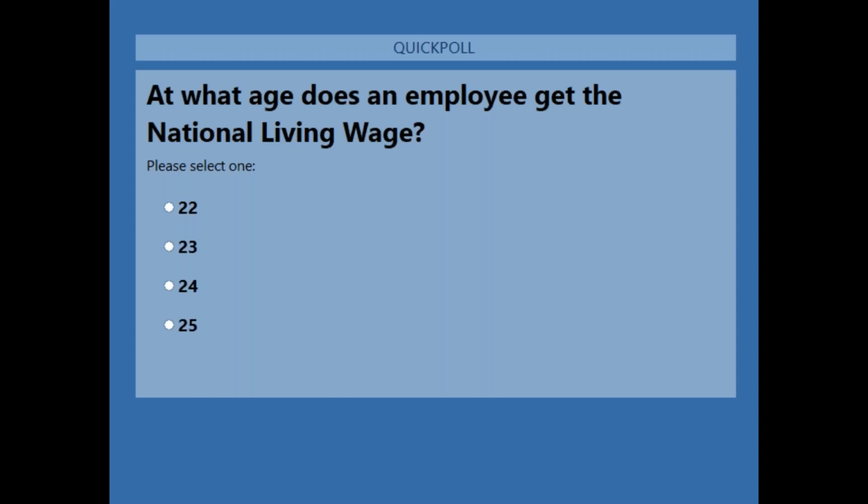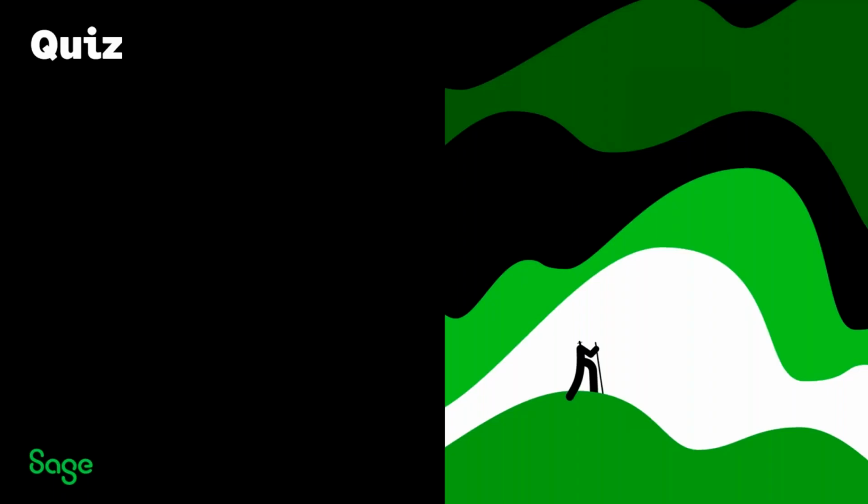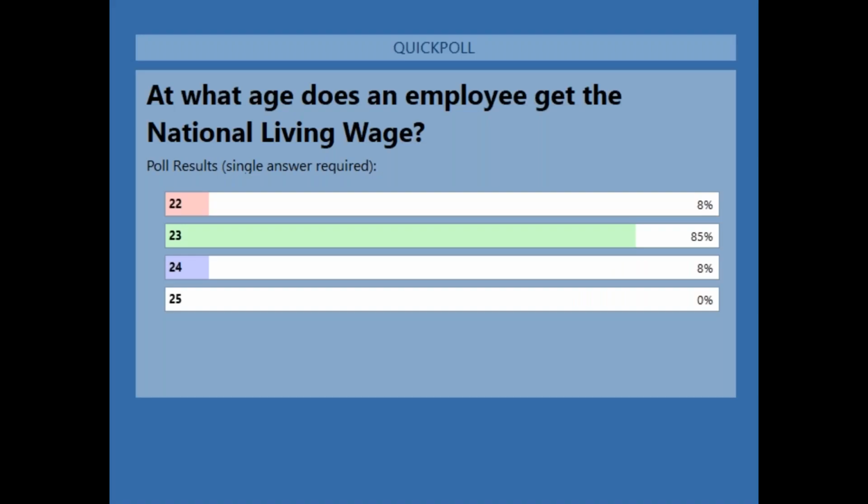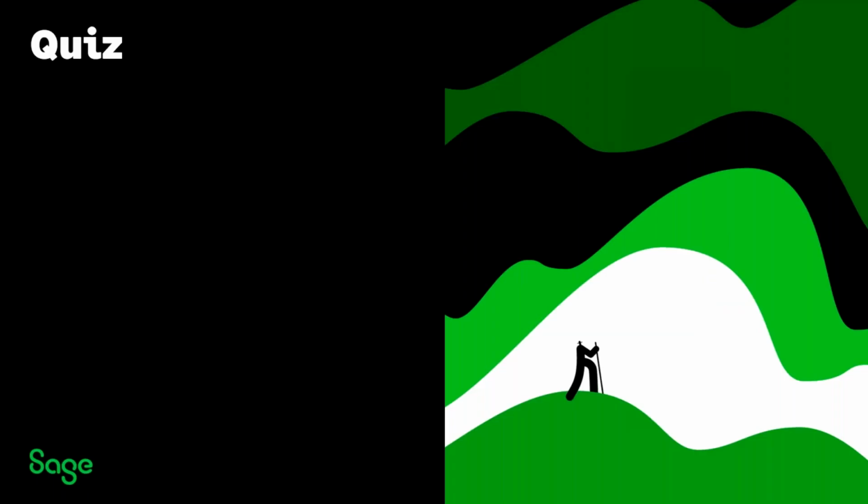So we've got about 80% voted. So I'm going to share the results with you. And we've got 85% of you saying aged 23 is when an employee gets the national living wage, and 85% were correct. So that is the age for national living wage. It is set to decrease to 21 from next April, and in the past it has been 25. But most of you got that one right at 23 years old.